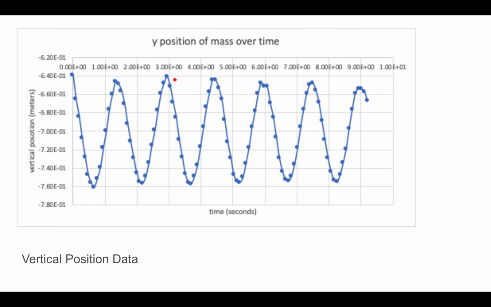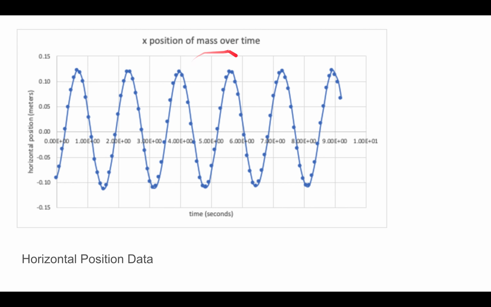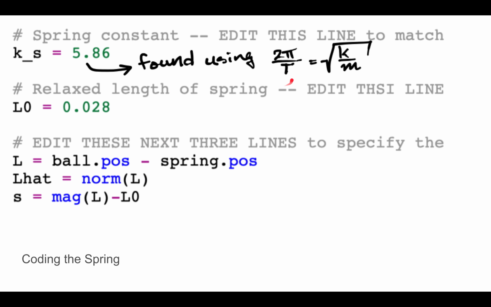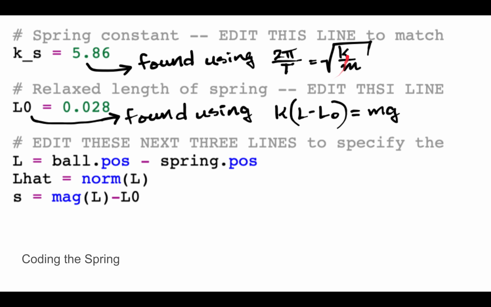So we can use these points to find the period of this oscillation. I used the x position because it was a little cleaner, and I used the lowest point, change in time between the first four lowest points, to find the average value of the time period of the oscillation, and I plugged it into this formula to find the spring constant. And then I used the spring constant, plugged it into the spring force formula, set it equal to mg to find the rest length of the spring.